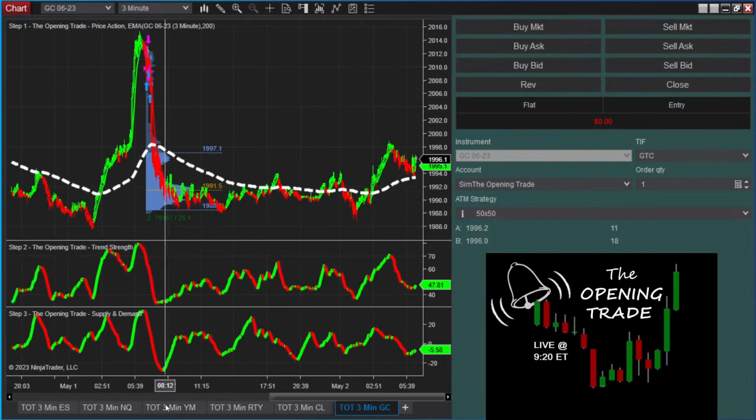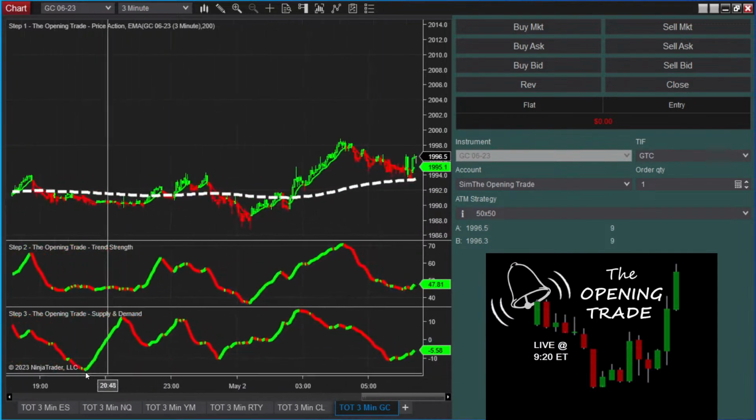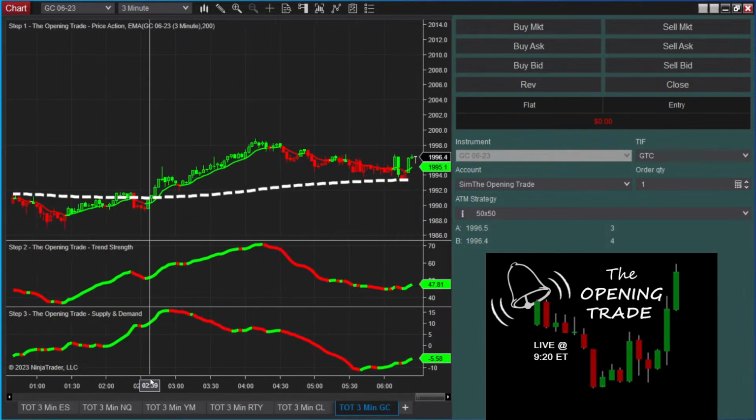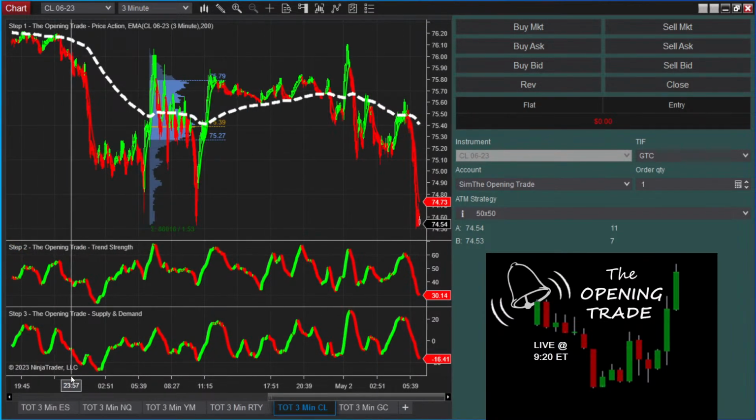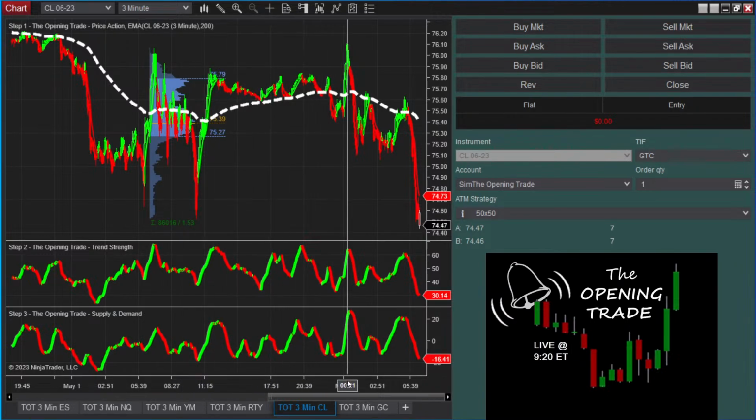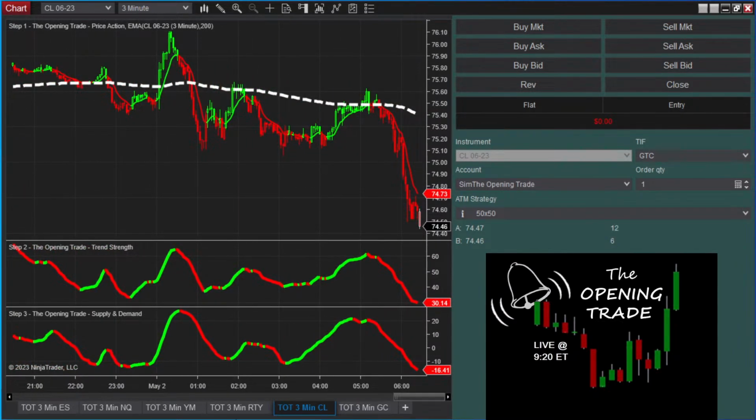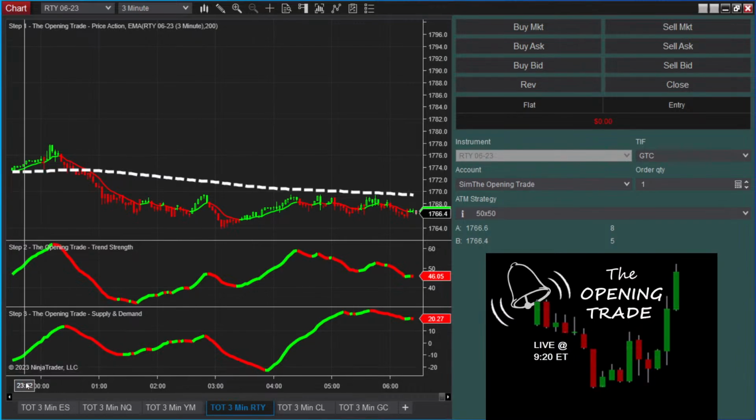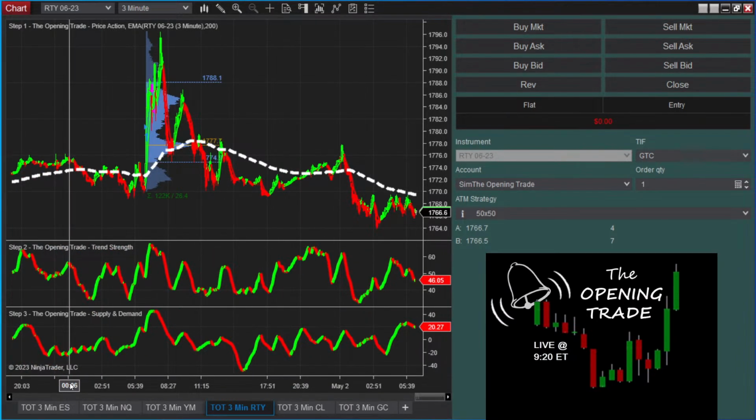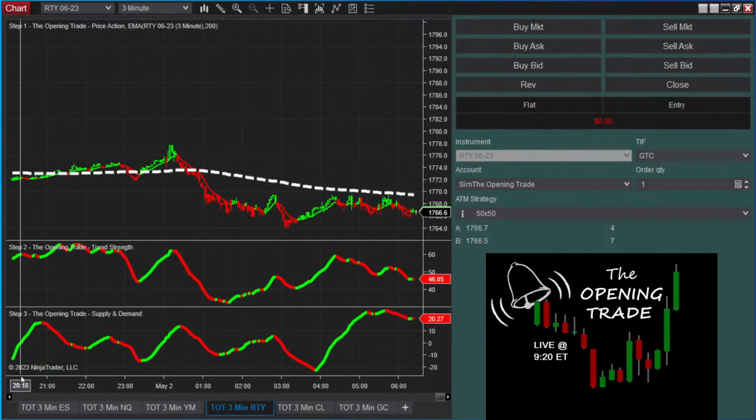Okay, so let's take a look at May 1st, which was yesterday. So here is gold through to today. Crude oil, May 1st through to today. Currently under the 200 period EMA. Gold is barely above. Russell's barely below. Here we go, yesterday through to today.